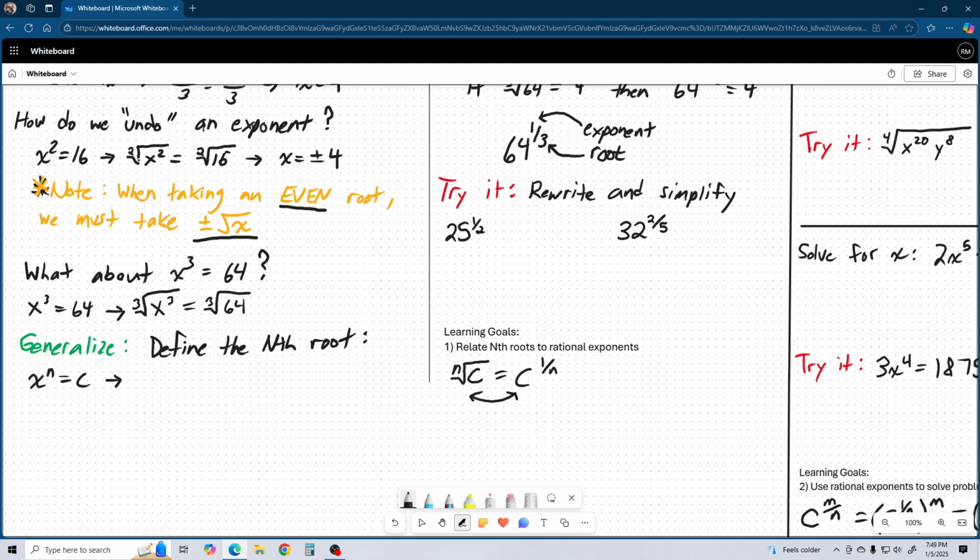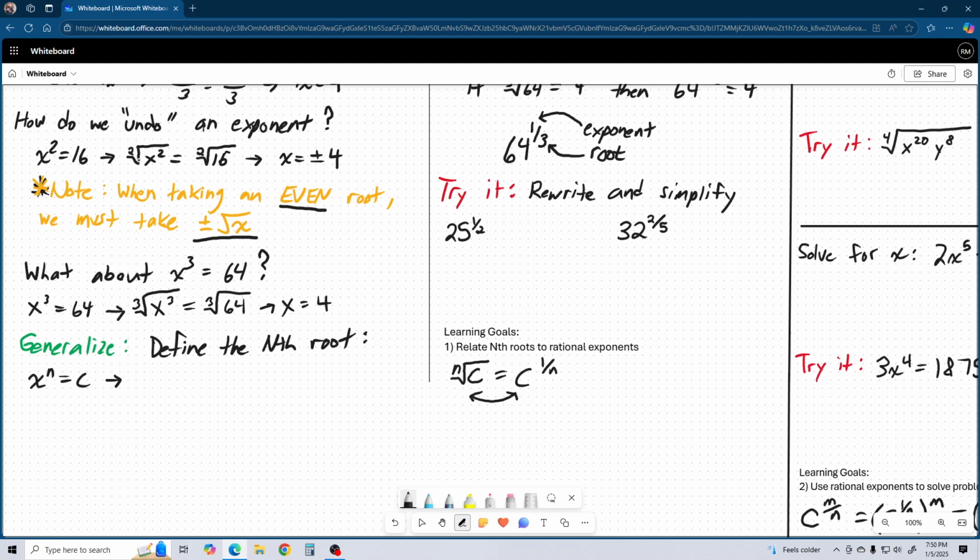And the more of these problems you do, the more you'll memorize some of these numbers. 64 is just 4 times 4, which is 16. 16 times 4 is 64. So 4 times 4 times 4 is 64. So the answer is just going to be x equals 4. And like I said, 4 times 4 times 4 is 64.